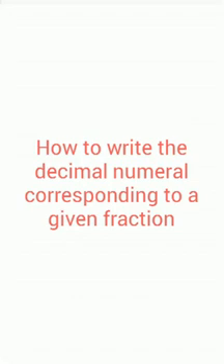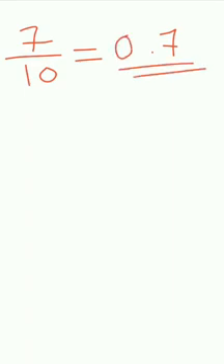Now let us learn how to write a decimal numeral corresponding to a given fraction. So consider the fraction 7 by 10. To write the corresponding decimal numeral for the fraction, first of all look at the denominator. In the denominator, after 1 we have how many zeros? Only 1 zero. So we will put a decimal point after 1 digit in the numerator. In the numerator we have only one digit. So on the left side of this 1 digit we will put a decimal point. Then to see this decimal point clearly we will also write a 0. So 0.7 is the decimal numeral corresponding to the fraction 7 by 10.